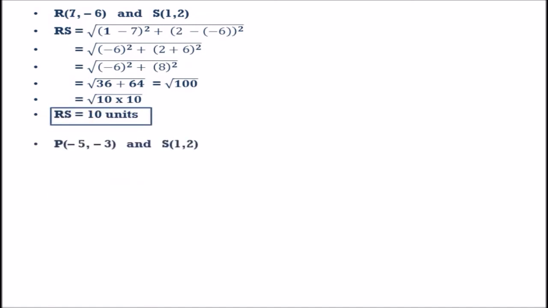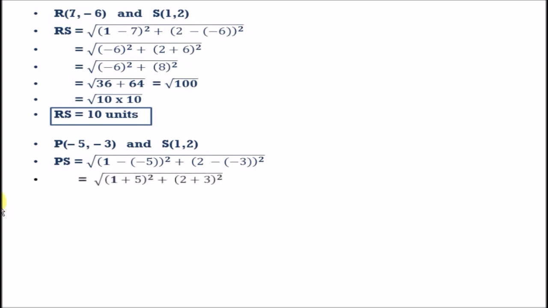Now the last side, PS. The coordinate of P is (-5, -3) and S is (1, 2). So PS equals under root (1 - (-5)) whole square plus (2 - (-3)) whole square. 1 minus minus plus, so the sign will change. 1 plus 5 whole square plus 2 minus minus, again the sign will change, plus 3, that is 2 plus 3 whole square. 1 plus 5, 6 whole square plus 2 plus 3, 5 whole square. 6 6s are 36, 5 5s are 25. So the distance of PS is under root 61 units.